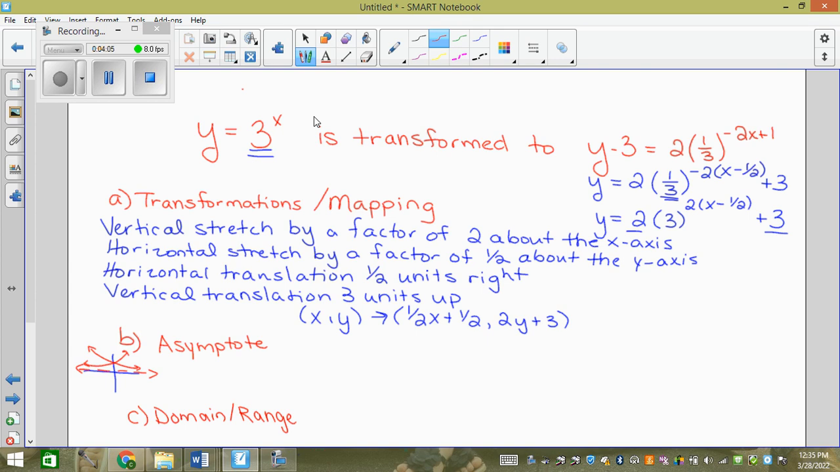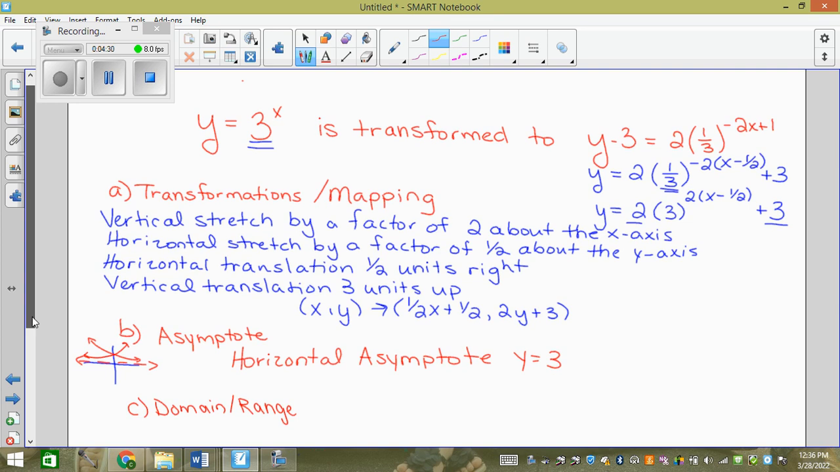We agree? What gets me the asymptote? Do you remember? Yeah, the vertical translation. So it's a horizontal asymptote. That's not going to change when it's exponential. And it's not going to be at y equals 0. It's going to be at y equals 3 because it moves 3 up.